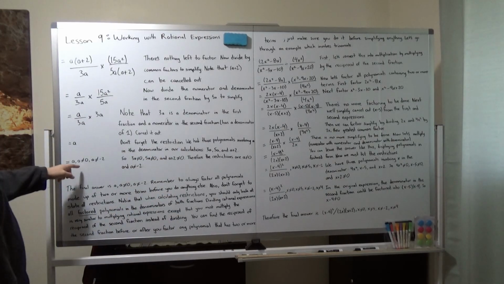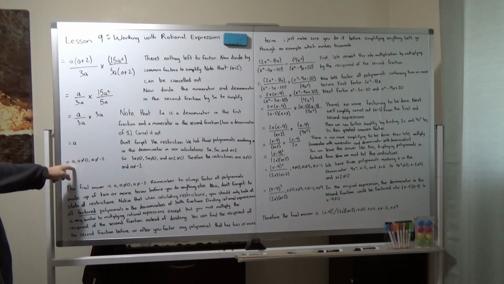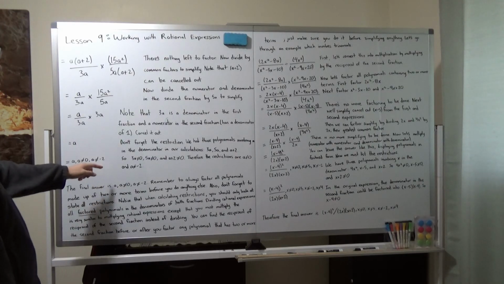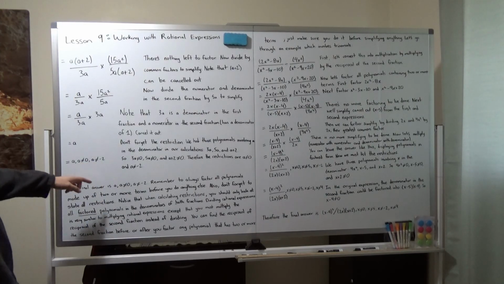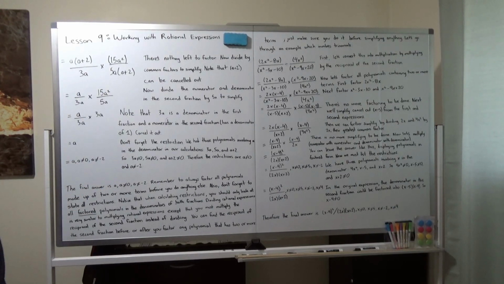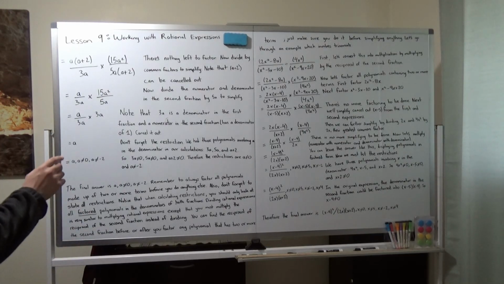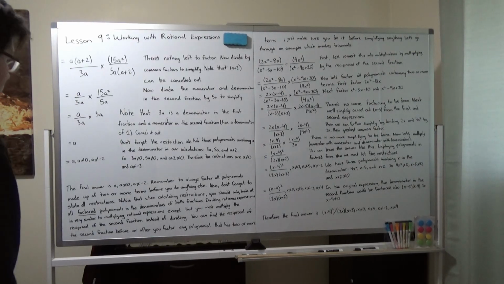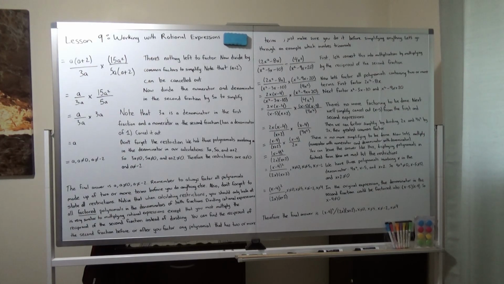So the final answer is a, comma, a cannot be equal to 0, comma, a cannot be equal to negative 2. Remember to always factor all polynomials made up of 2 or more terms before you do anything else. Also, don't forget to state all restrictions.